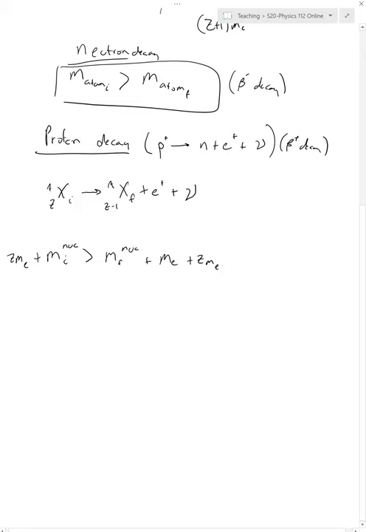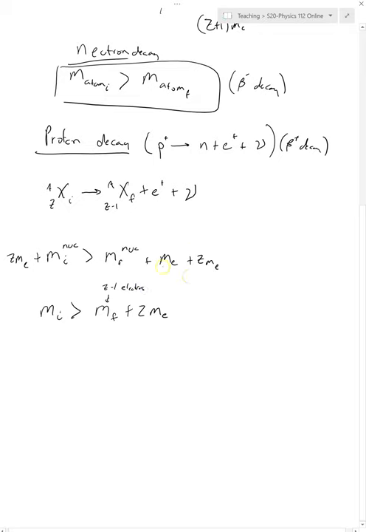All right, and what we're going to find again is that this turns into the mass initial of the atom has to be greater than, again, the final atom has Z minus one electrons. But we actually have Z plus one electrons here. And so this is going to turn into M final of the atom, but then we're going to have two electron masses left over because we only have Z minus one electrons here.